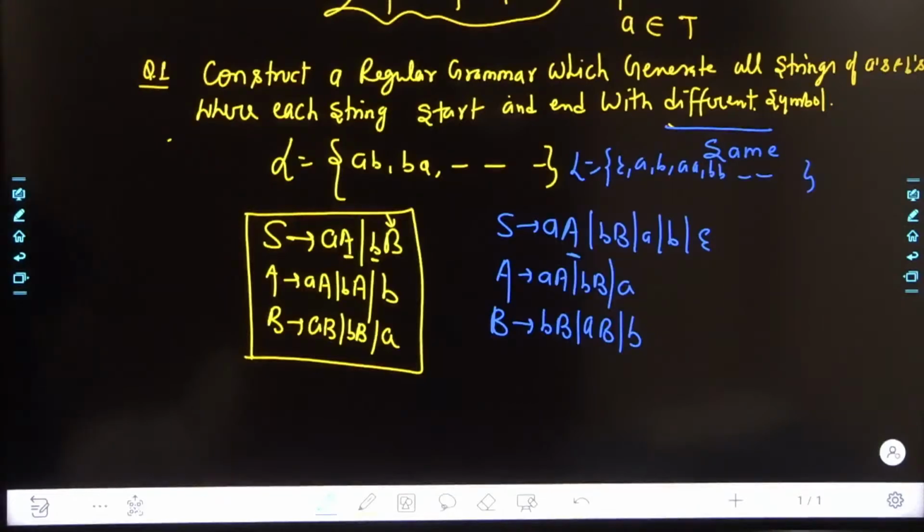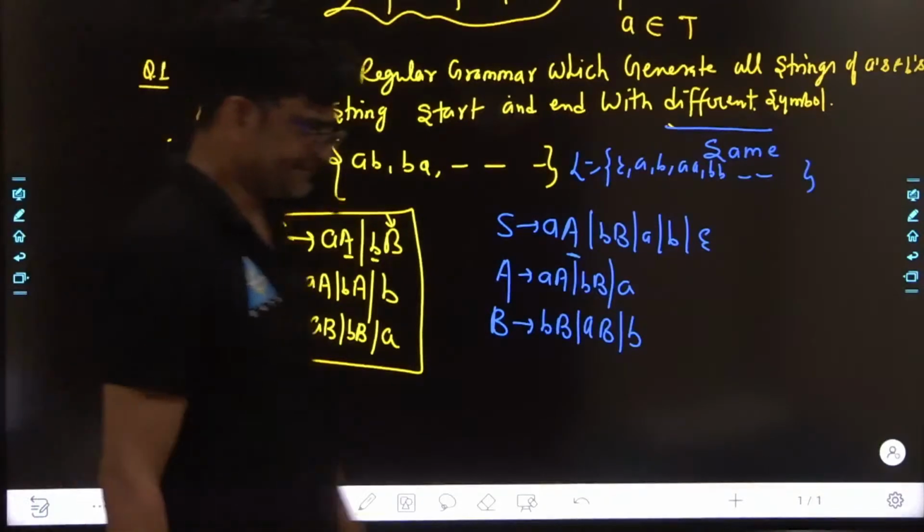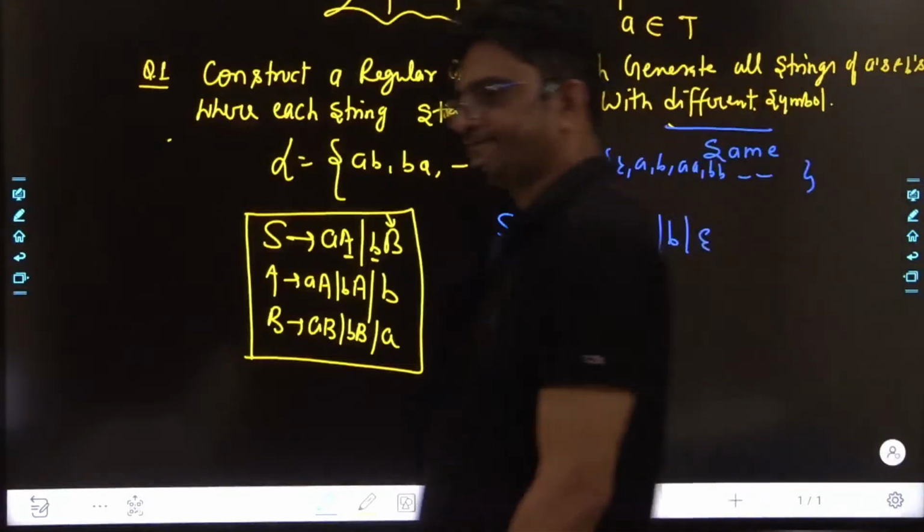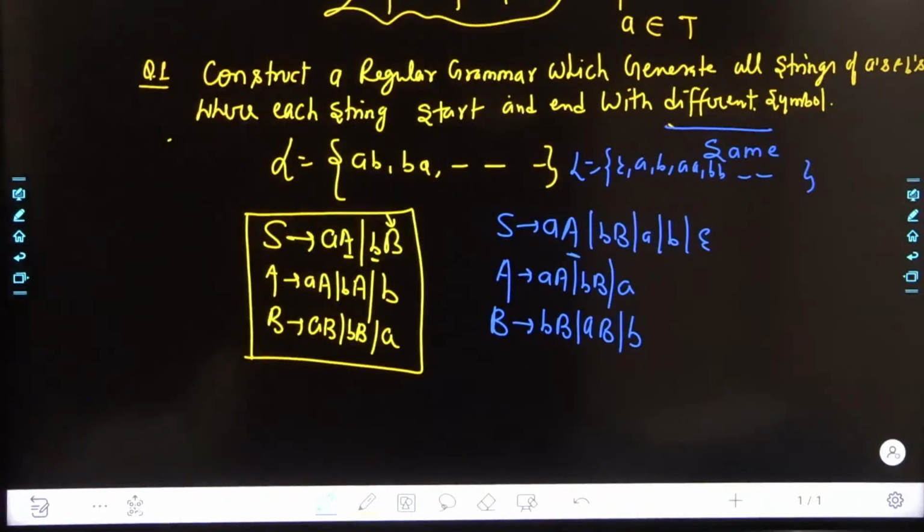Clear है भैया? Clear है सबको? Clear है? जल्दी से बताएं. Is it clear to all of you? Is it clear to all of you? Shall we move on next question? Yes? Okay. Next question.